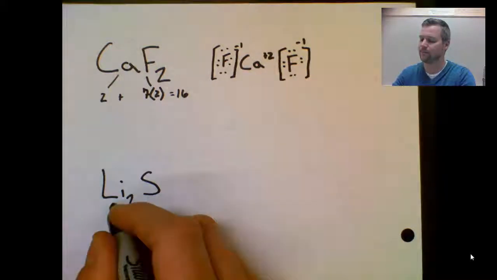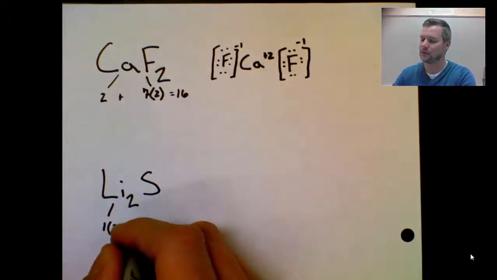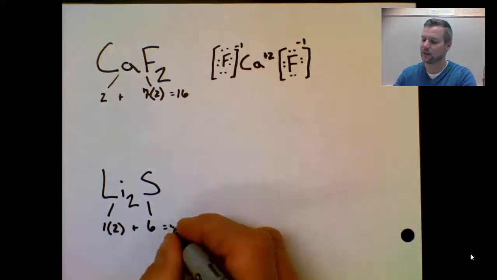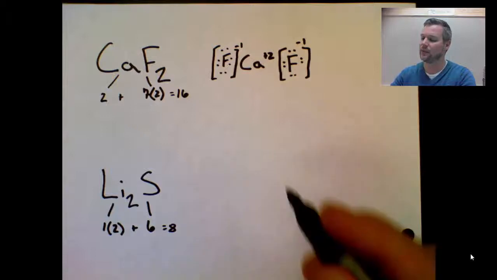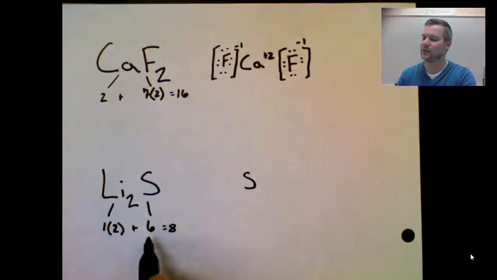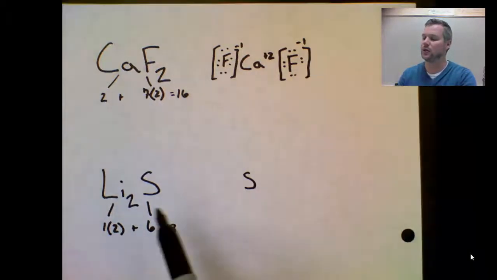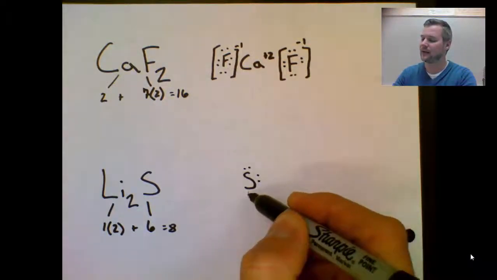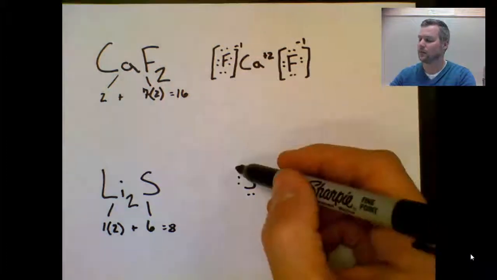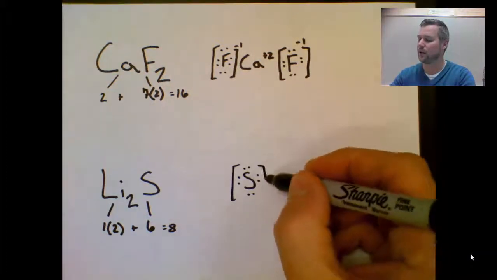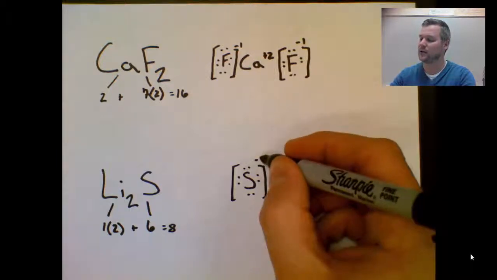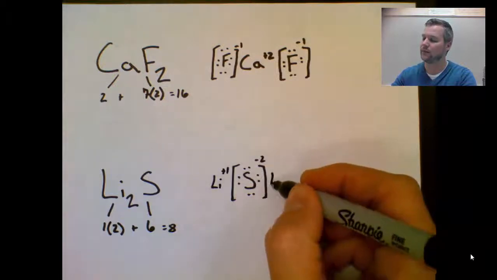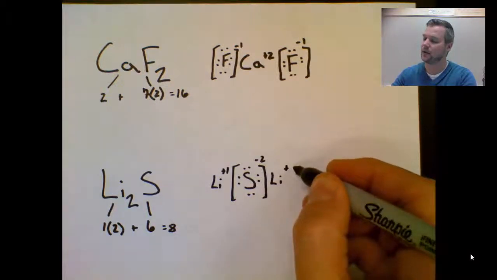Lithium lives in group 1. There's 2 copies. Sulfur lives in group 6, 1 copy for a total of 8. The atom that I have only 1 copy of will go in the middle. Now since sulfur has 6 valence electrons, it needs to get 2. Each lithium can donate 1. So after each donates 1, sulfur will now have 8. It's going to be in brackets. We're going to put the ion with electrons in brackets. And it has a -2 charge.